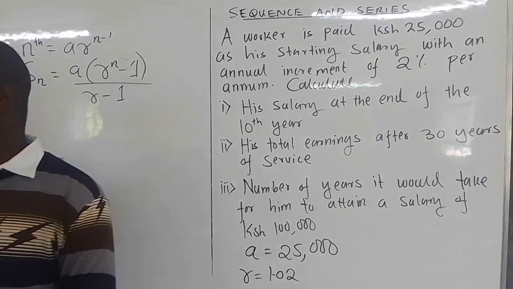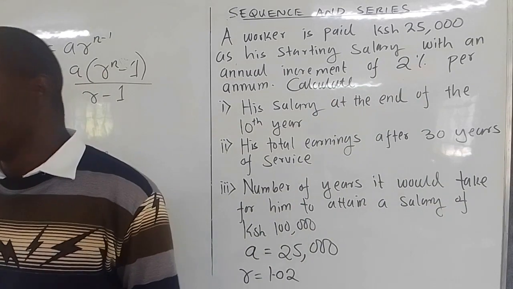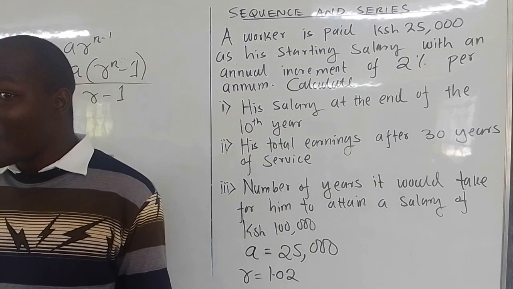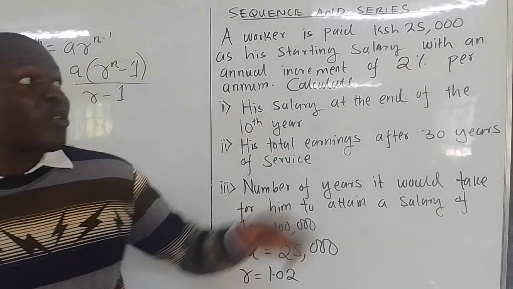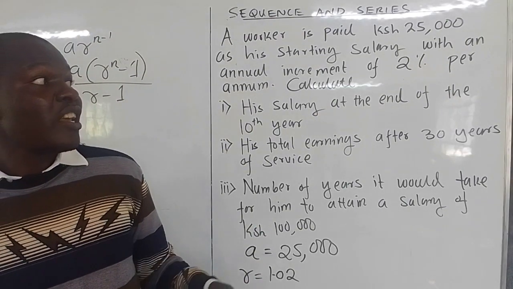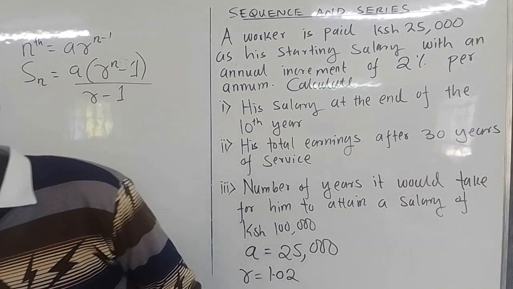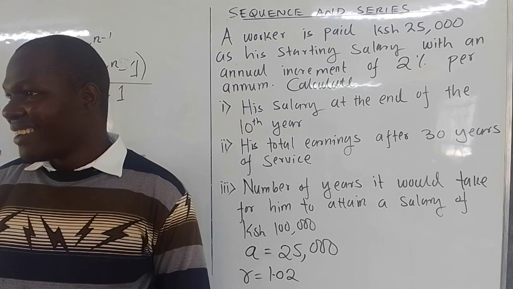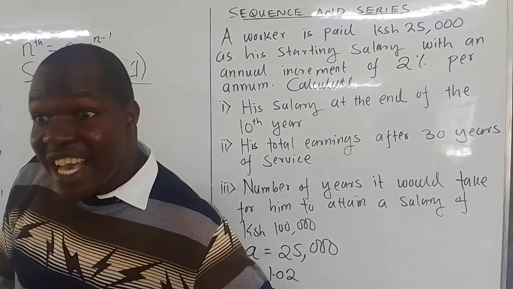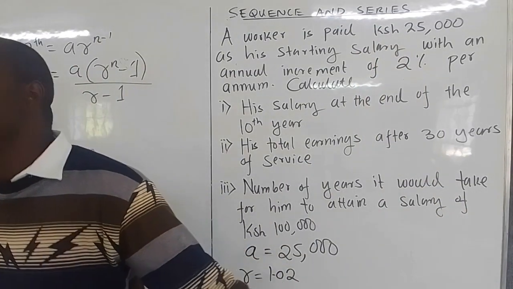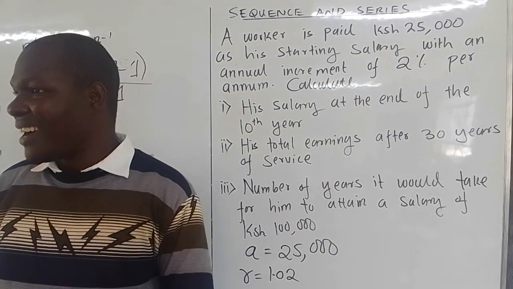It's different from the initial deposit. If it was a case of initial deposit, it comes before the year begins. When you are told the worker made an initial deposit of 25,000 with an annual increment of 2% per annum, the initial deposit will come before even the first year lapses. So you see that is different from the case of the salary. The salary comes at the end of the year, but the deposit comes before the year begins. So that at the end of the first year, it now becomes the second term. But here at the end of the first year, it becomes the first term. Are you seeing the difference?